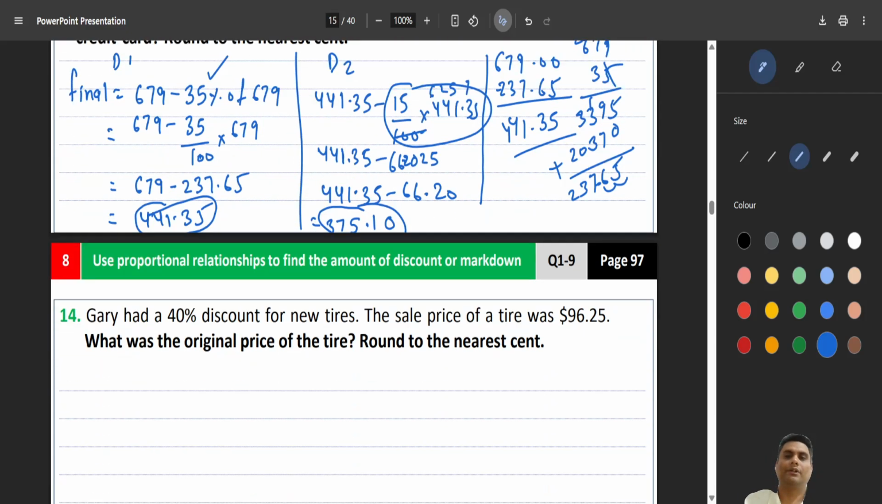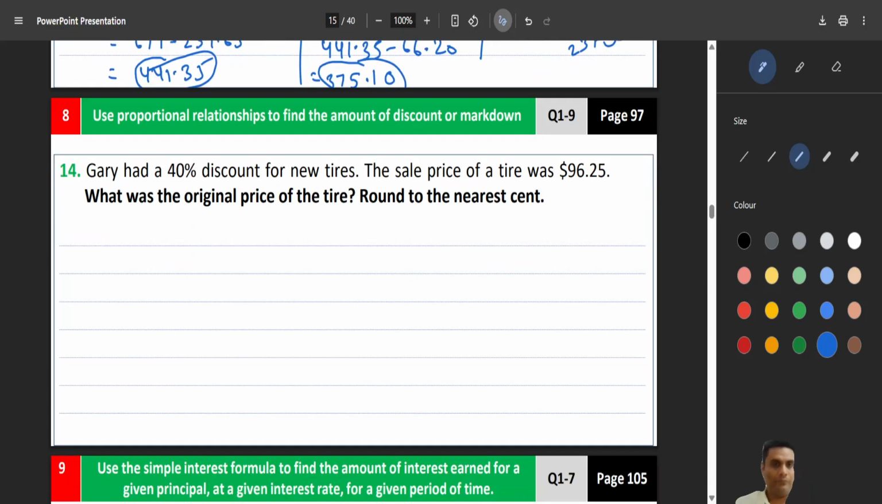Now in question number A, there is one more type of question. From these three types of question, one question should come. Okay, so let's see. He said Gary had a 40% discount for new tires. So he's selling some tires, and on the tires there is a 40% discount. The sale price of the tire is 96.25. Now check carefully. This time the sale price is given directly, right? The original price, on which we apply the discount, is not given, and he asked us to find the original price.